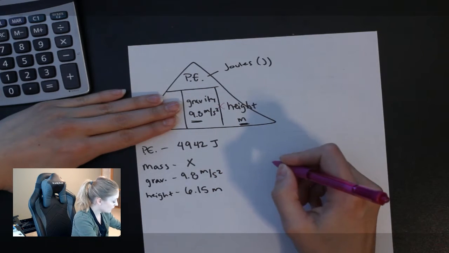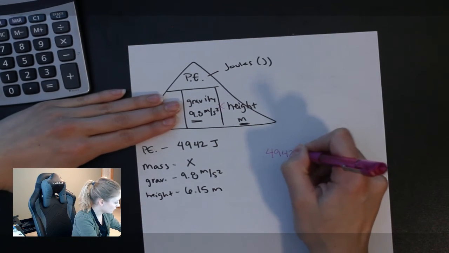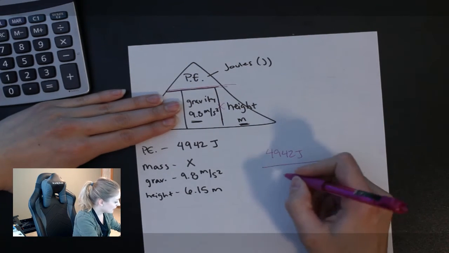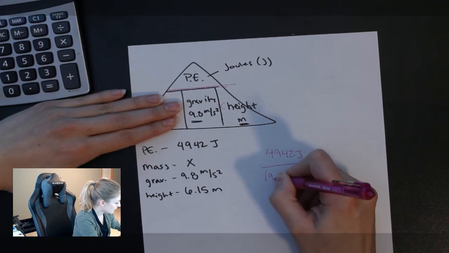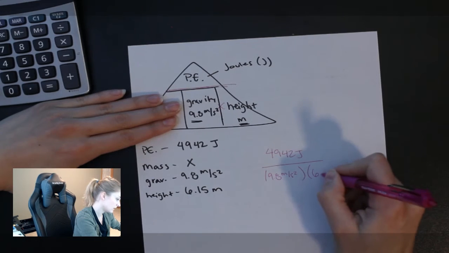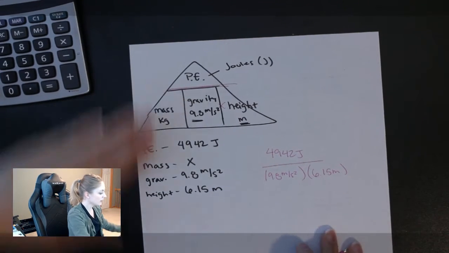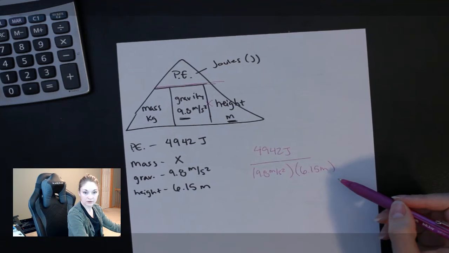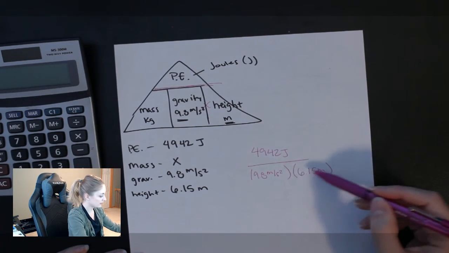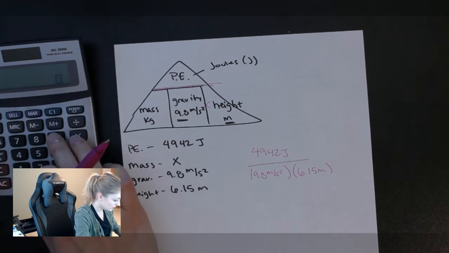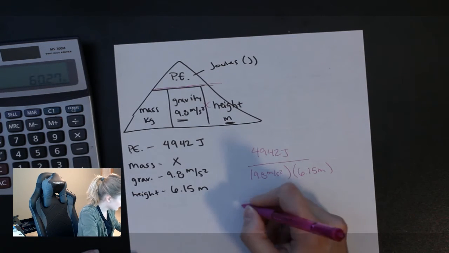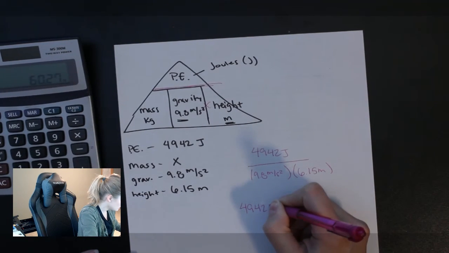So if I want to write this out, I have 4,942 joules divided by, that's what this line means, so we're dividing that. And I have my gravity piece of 9.8 meters per second squared, and I'm going to multiply that by my height of 6.15 meters. So that's my initial setup for solving the problem. But before I can divide these, I need to know what this answer is on the bottom. So I'm going to calculate that first, and I'll rewrite my triangle. So I'm just taking 9.8, multiplying by 6.15.